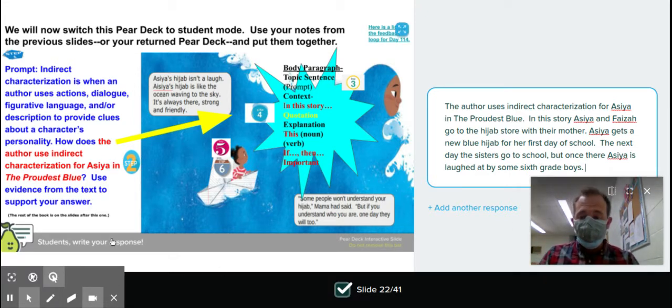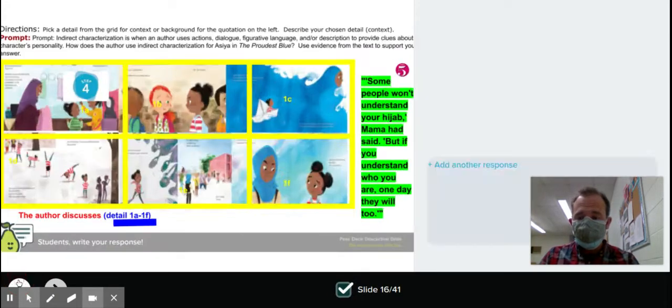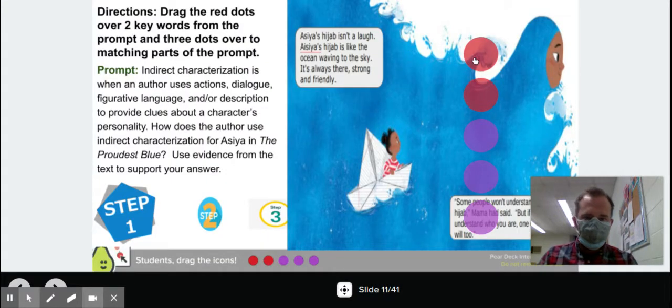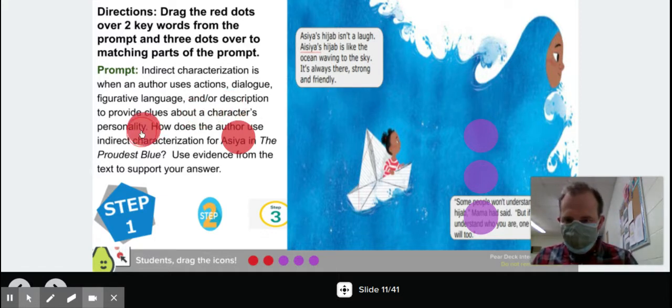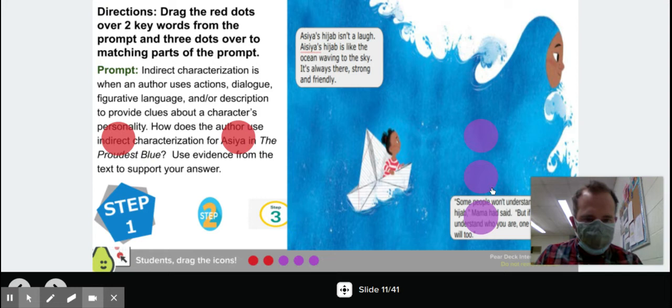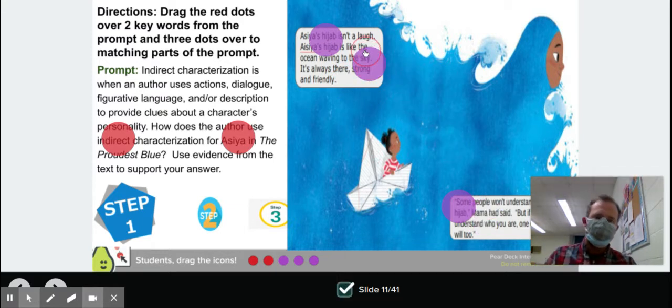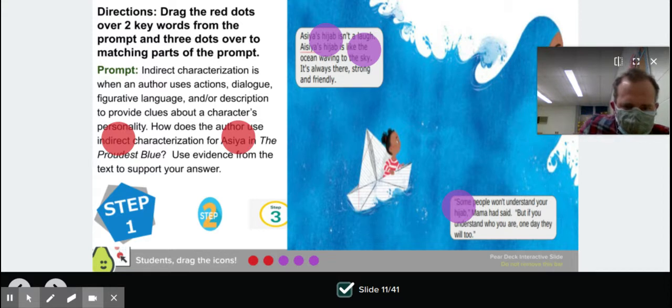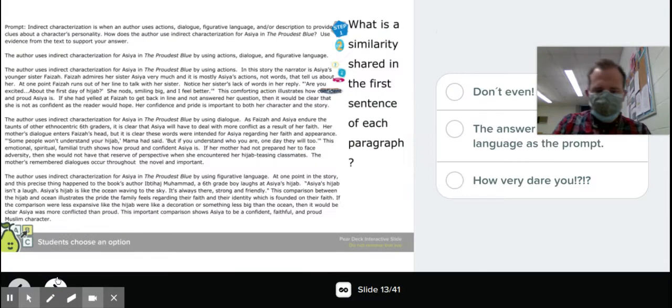If you were earlier in the slides, you would have done this with this, right? You would have said, oh yeah, a C is very important here, and indirect characterization seems very important to me. And the dialogue here seems important, and maybe you like the figurative language up here to support it, and there's some more figurative language up there you could have used. Boom, right? So, oh yeah, there's the thing right there, and the quote is this: "Some people won't understand your hijab," Mama has said, "but if you understand who you are, one day they will too." I might just use that whole quote. You know me. All right, let's get back to 22.